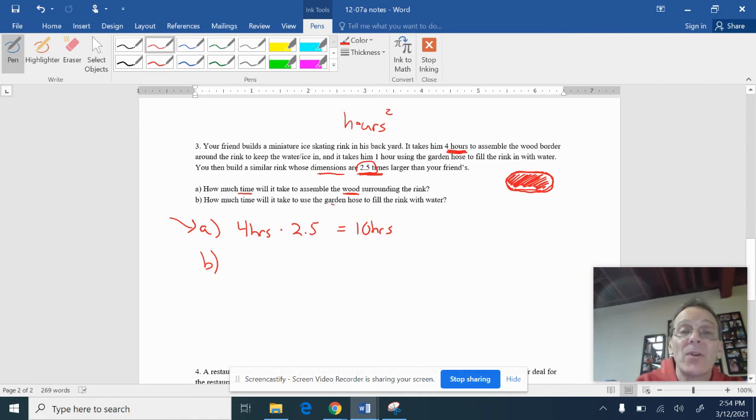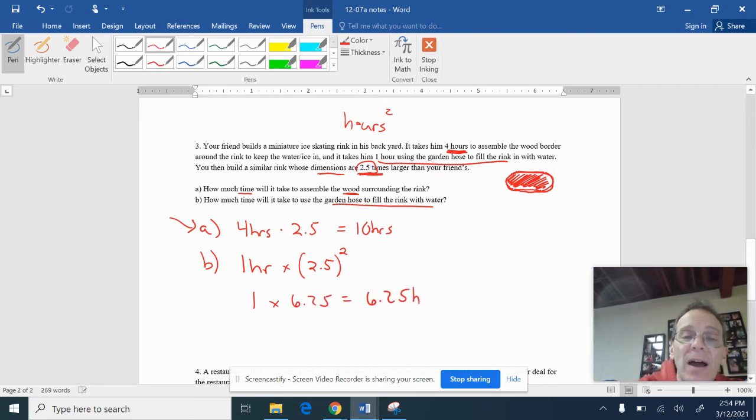Okay? The garden hose filling the rink with water, that's you're filling up the whole area. So you've got to take your friend's time, which is 1 hour to fill the rink, 1 hour, and you have to multiply that not by 2.5, but by 2.5 squared. That's 1 times 6.25. That's 6.25 hours.